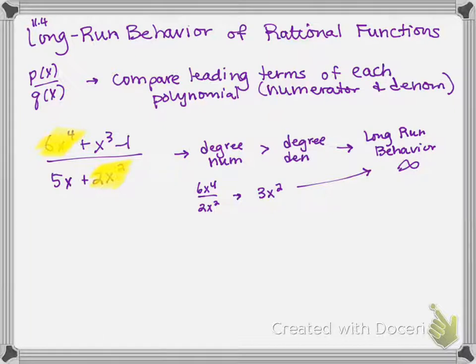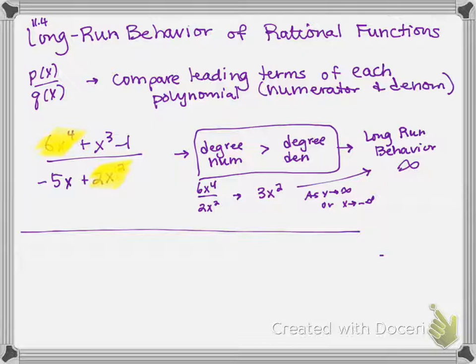Right, so it takes on the behavior as either x goes to infinity or as x goes to negative infinity. The long-run behavior goes up to positive infinity. And that'll happen every single time the degree of the numerator is larger than the degree of the denominator. An alternate to that is going to be when they're equal. So if the highest degree in the numerator is equal to the highest degree of the polynomial in the denominator, what's going to happen there is a horizontal asymptote will happen.